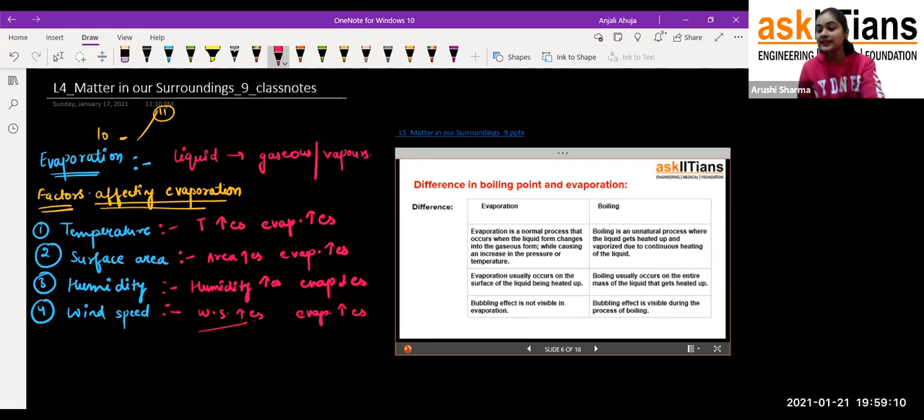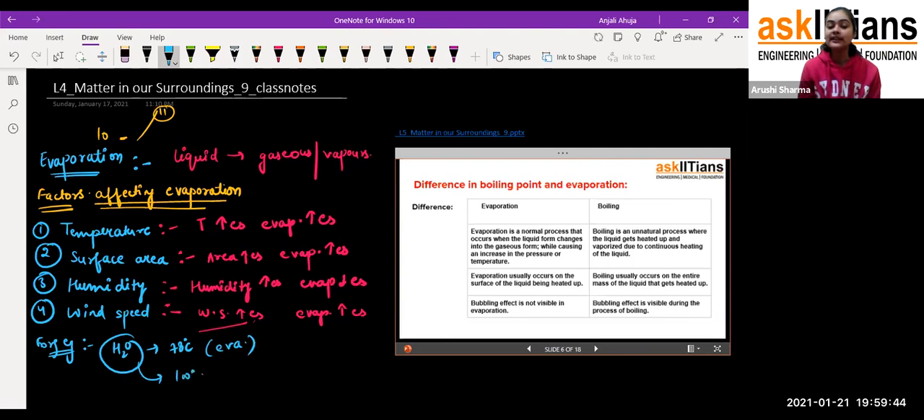But boiling is the unnatural process where the liquid gets heated up and vaporized due to continuous heating of the liquid. See, student, as I told you, if you remember from the last session, evaporation is always below the boiling point. For example, if there is water, and if I am heating it to 78 degrees Celsius, at that point there is the evaporation process. But when it is heated to 100 degrees Celsius, at that point it starts boiling.